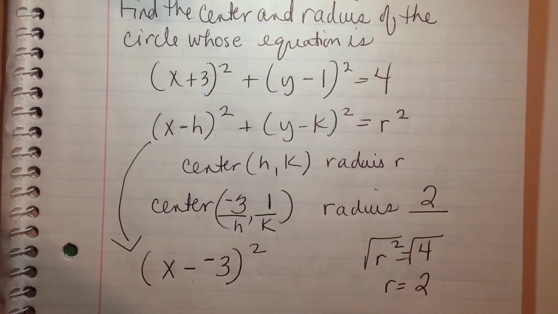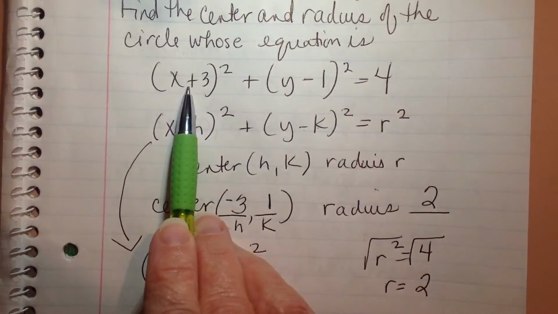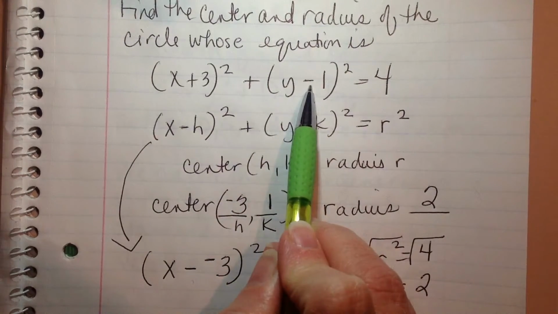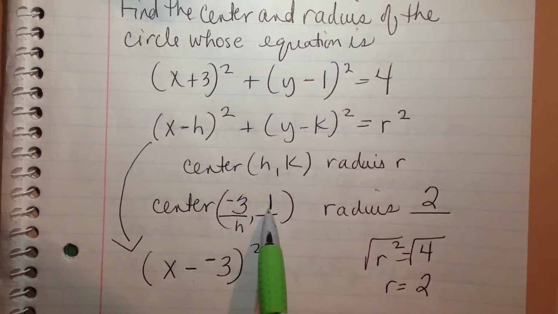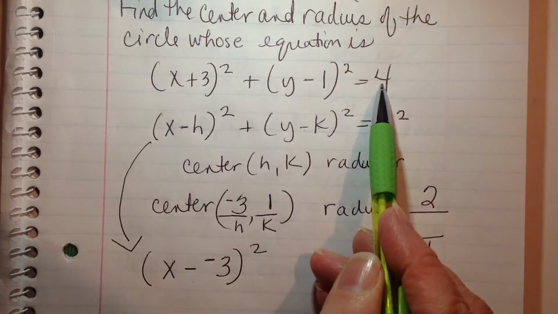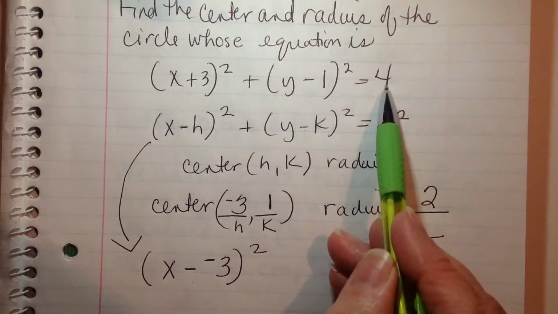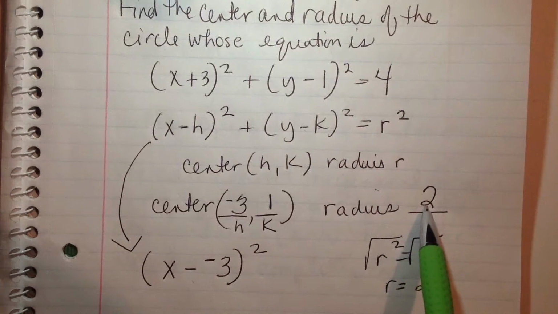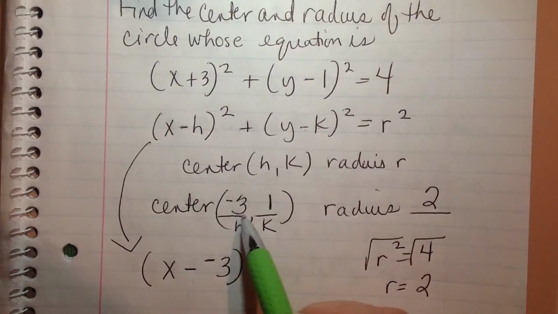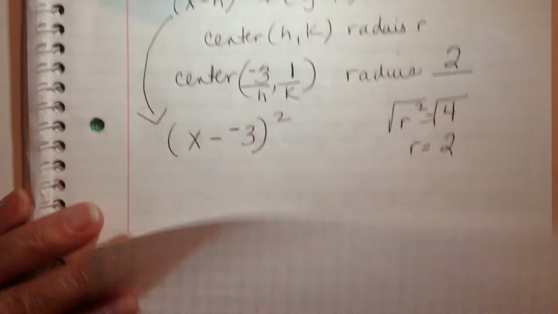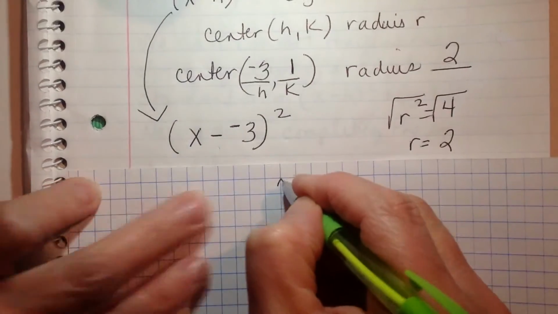So remember that if it's positive 3 in the equation, it comes out as negative 3. If it's negative 1 in the equation, it was really positive 1 when it was plugged in. And your radius is the square root of r squared, because if r squared is 4, the square root of 4 is 2. So your center is (−3, 1), and your radius is 2. So let's graph this again and practice.